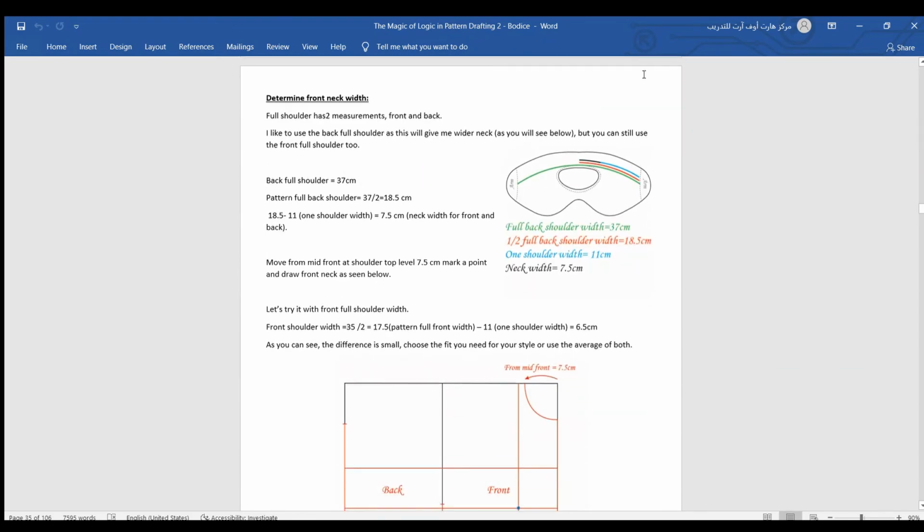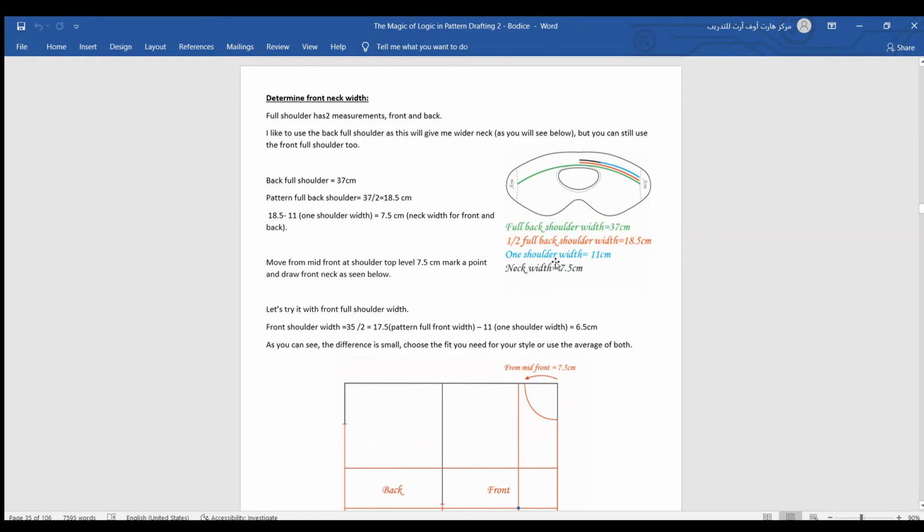the green line here represents the full back shoulder width, which is 37 centimeters. Half of this shoulder. I like to use the back one because back shoulder width is always larger than the front. So I like to use the back shoulder width. You can go through my book and read about it. It's explained in my book. So you take this full measurement and divide it by half, and it will give you only the red line, which is 18.5 centimeters of the back shoulder width.